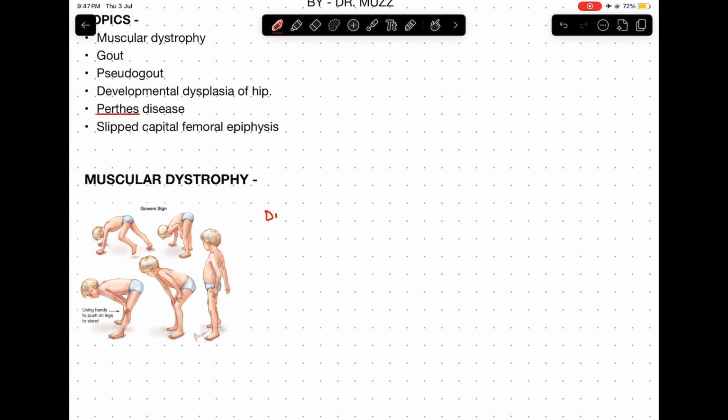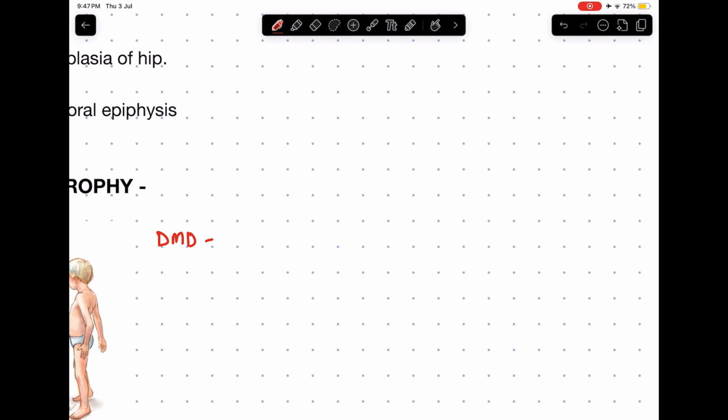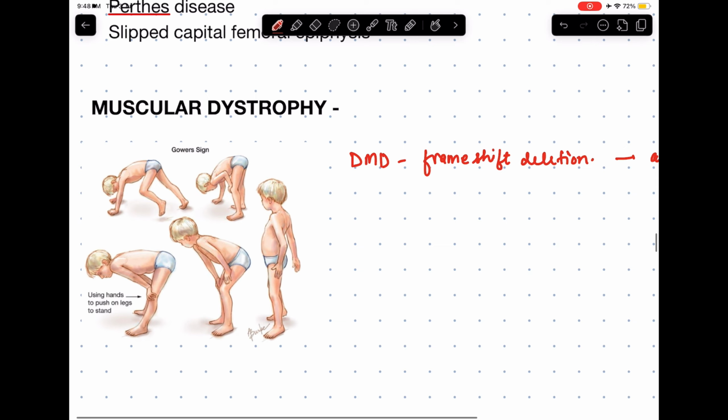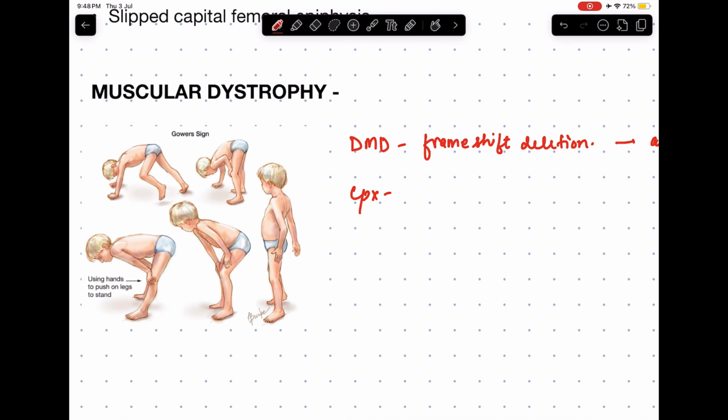Okay, now starting with Duchenne muscular dystrophy, that is DMD. So first thing we have to remember is it is an X-linked recessive disorder. And then the next thing is that there is a frame shift deletion, also known as a nonsense mutation, which results in truncated or absent dystrophin protein, which can lead to progressive myofiber damage. And basically this forms the core reason for an important sign associated with this disease, that is Gower sign. I have also attached the photo of Gower sign here.